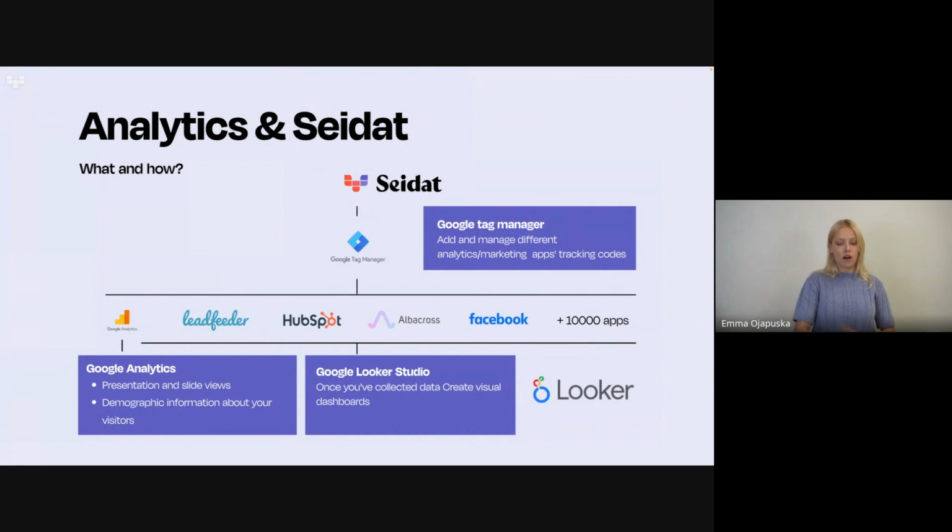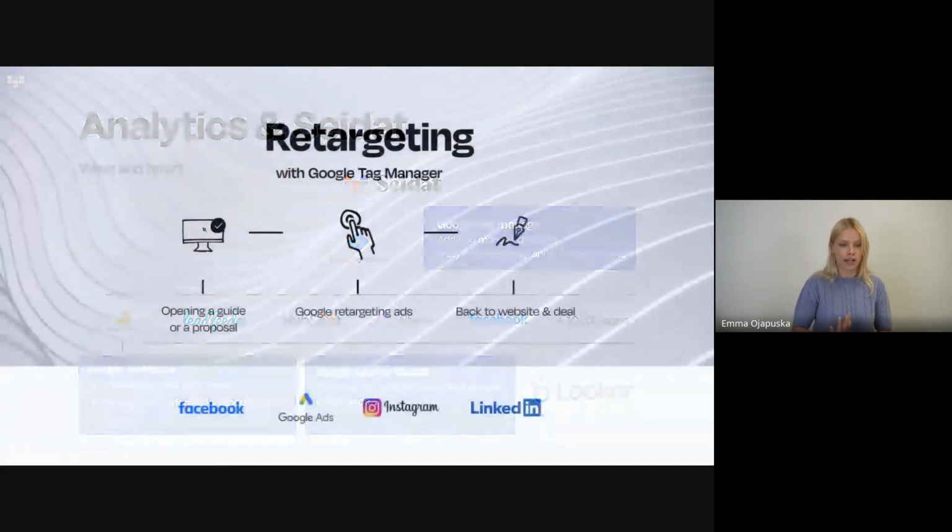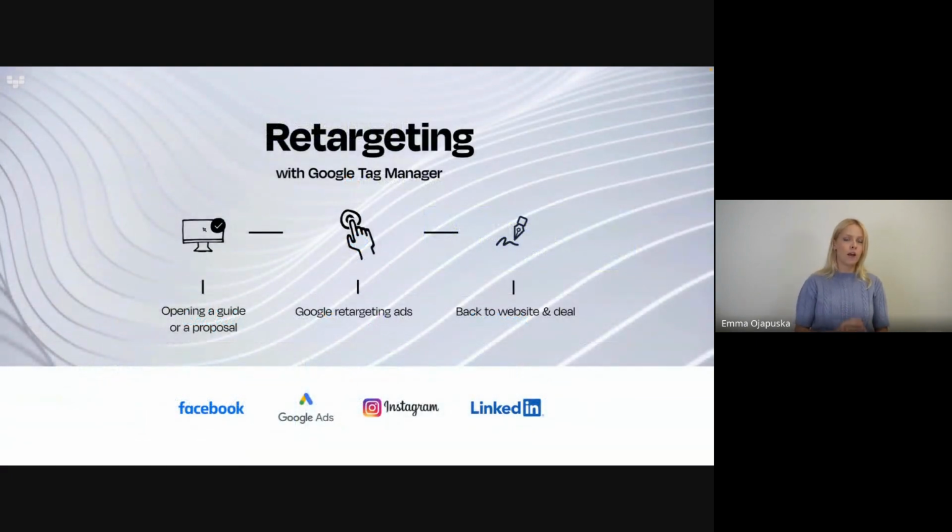Other ones that are used are the tracking pixels for advertisements. The idea here is that you usually have these different tracking pixels on your website, Google Ads for example. You can also add the same pixels to your presentations. What it means is that your sales guys send proposals, company decks, whatever they want to send, as a Seidat link to their customers. The customer opens it. The pixel fires. So now they're being tracked.